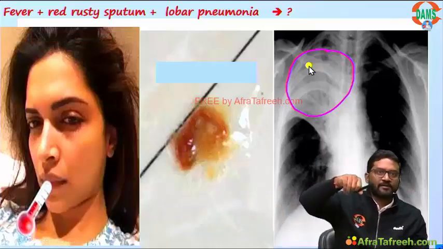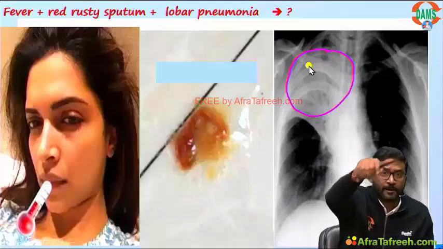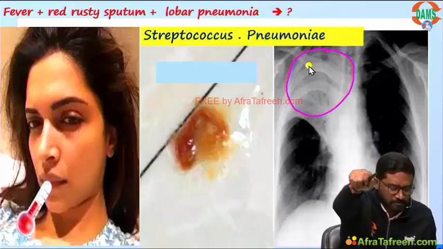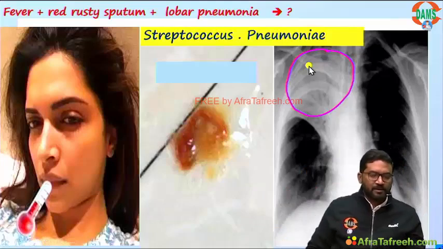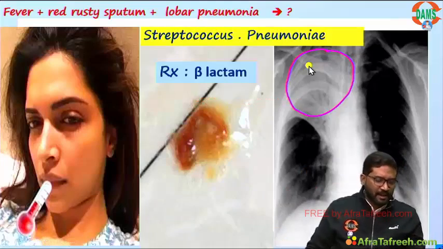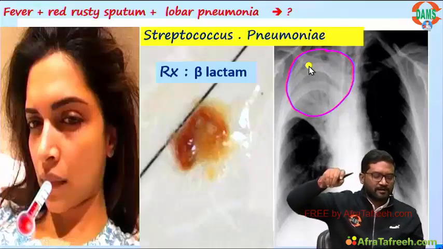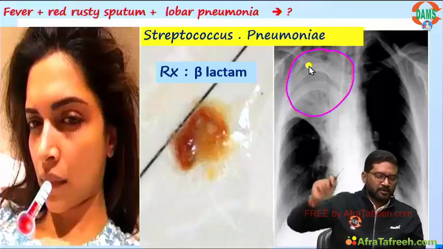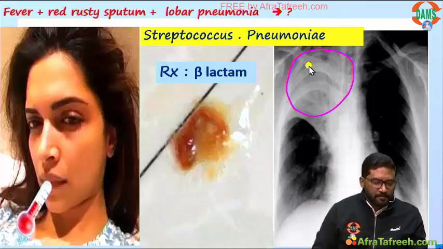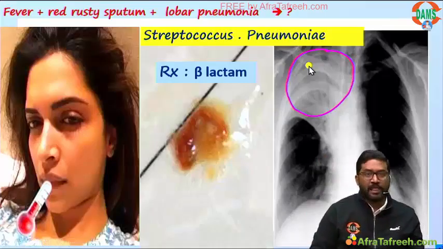So fever, red rusty sputum, lobar pneumonia. What is this combination? It is streptococcal pneumonia. And what will be your treatment? It is beta-lactam. So fever, red rusty sputum, lobar pneumonia: streptococcal pneumonia, and treatment is beta-lactam.